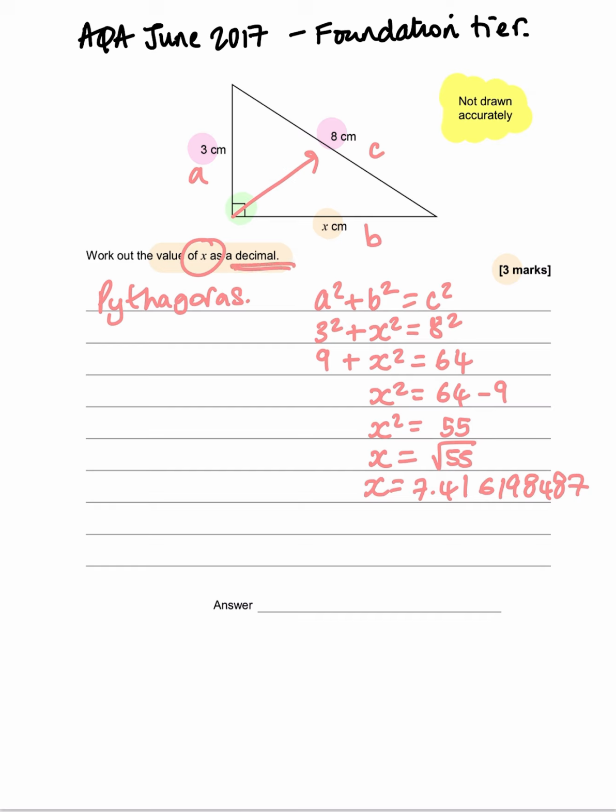So you have a couple of options here. You can put that whole thing on the answer lines because it's a decimal, so 7.416198487, or you could choose to round it yourself. As long as you've written the full answer there, even if you did round it incorrectly, you're going to get the full marks, guys.